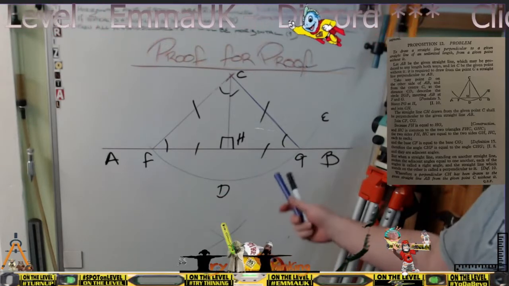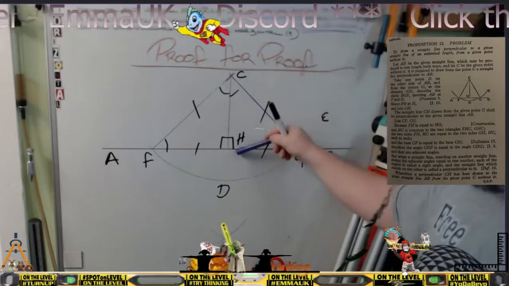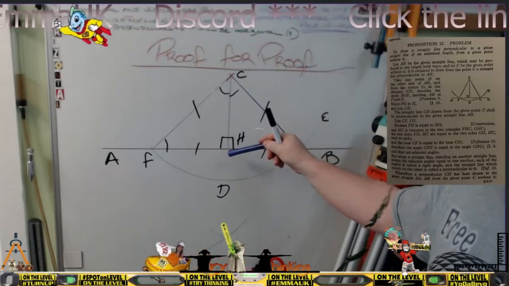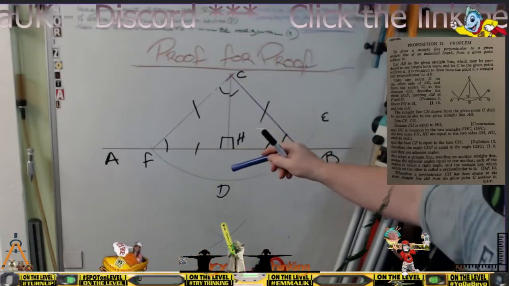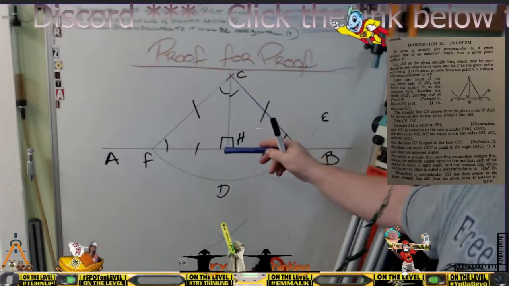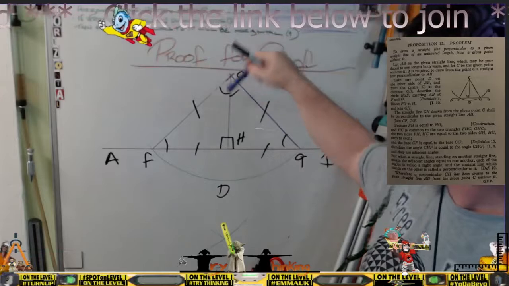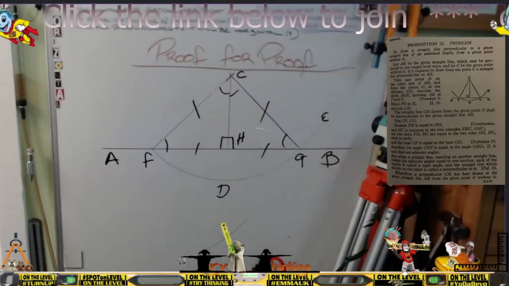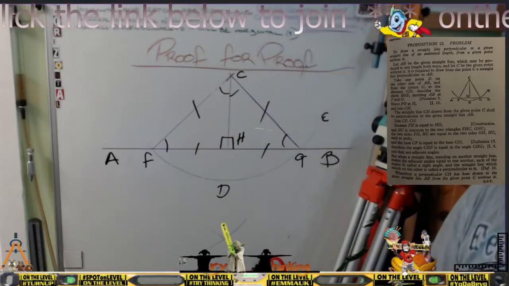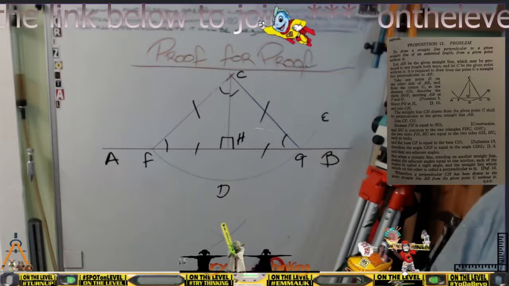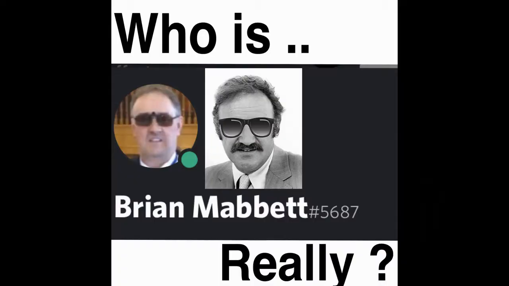Wherefore a perpendicular CH has been drawn to the given straight line AB from a given point C without it. Nice little proof for proof. Thank you very much, Phil.